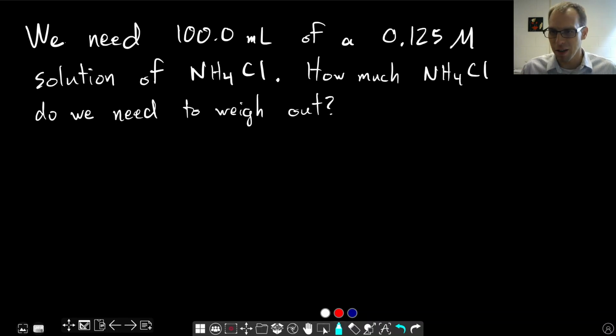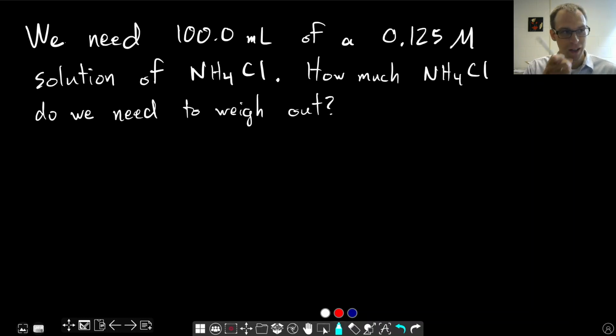And so we know that we need 100 milliliters. We know we need it to be a specific concentration, 0.125 molar, and of a particular compound. In this case, I've got ammonium chloride, but this could be anything. How much ammonium chloride do we need to weigh out? What mass of ammonium chloride do we need to make this and then dissolve it up to 100 milliliters?